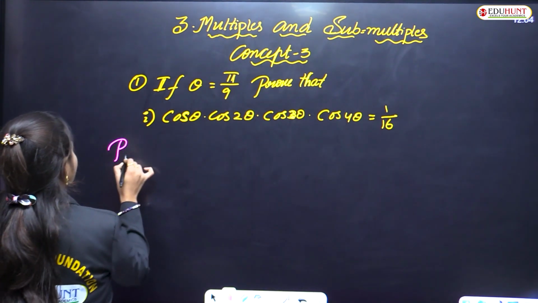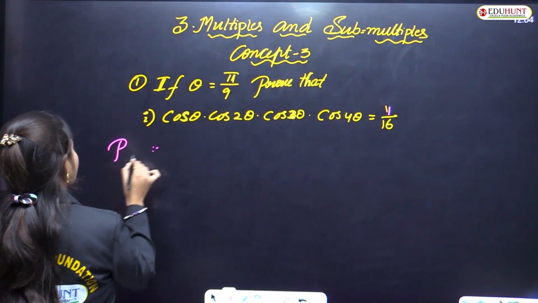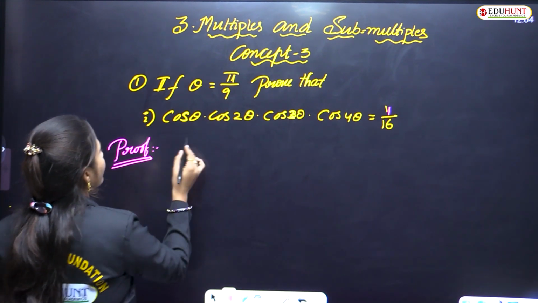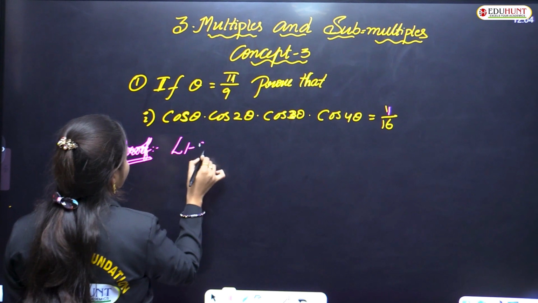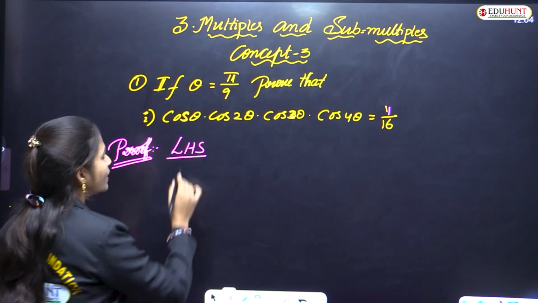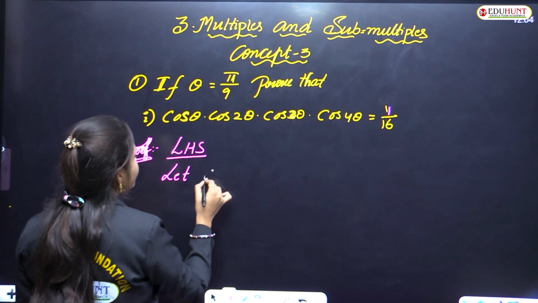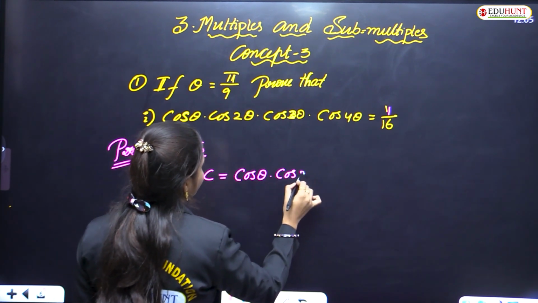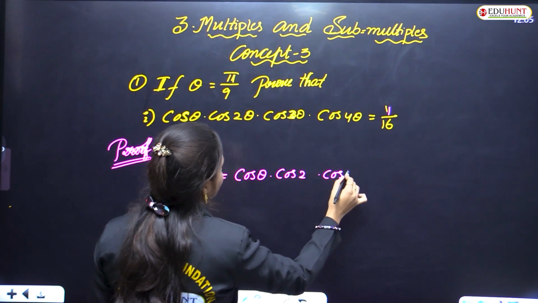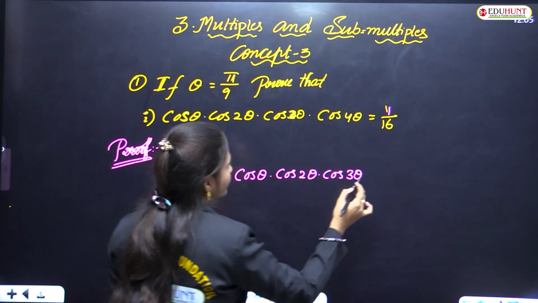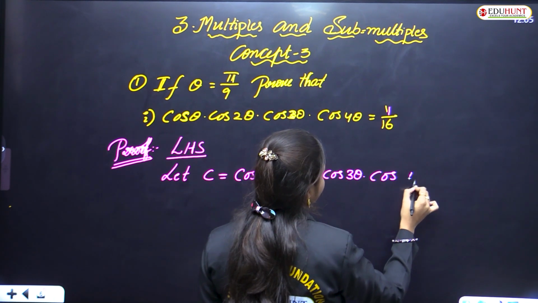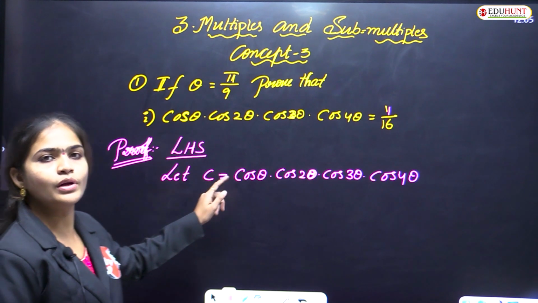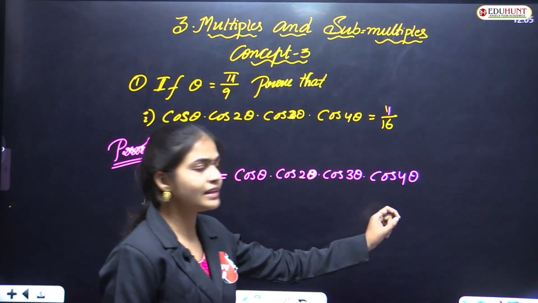Proof. So children, here I need to take the LHS. Let C be equal to cos theta, cos 2 theta, cos 3 theta into cos 4 theta. I have taken the LHS here. Let C be equal to cos theta, cos 2 theta, cos 3 theta, cos 4 theta.